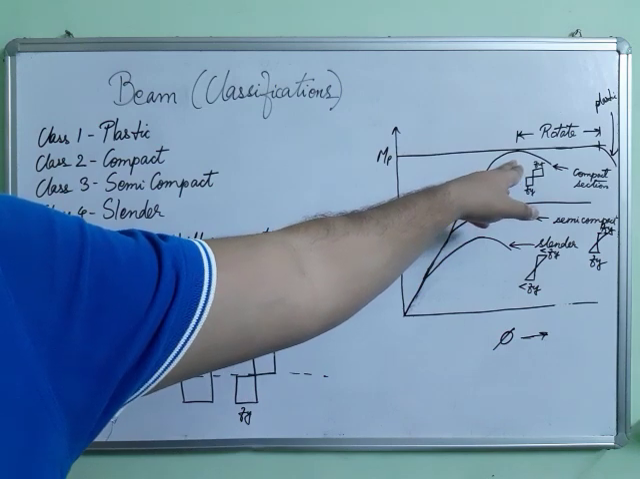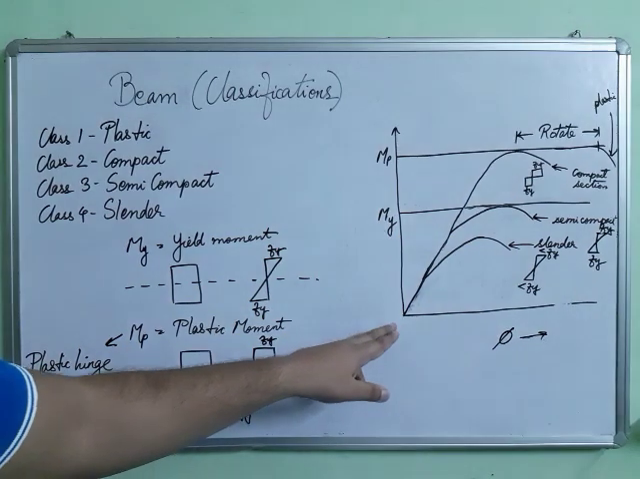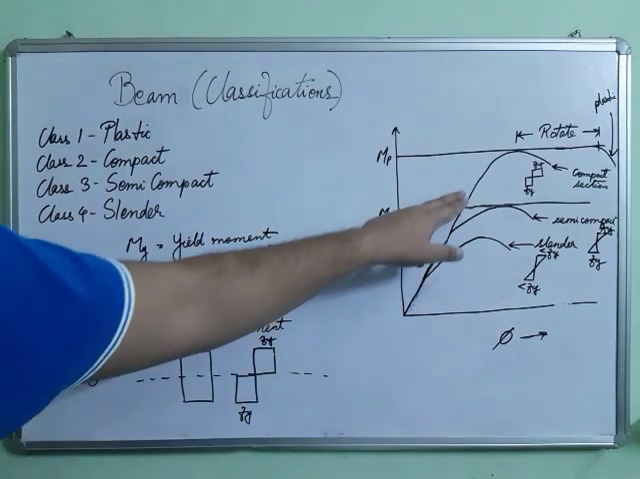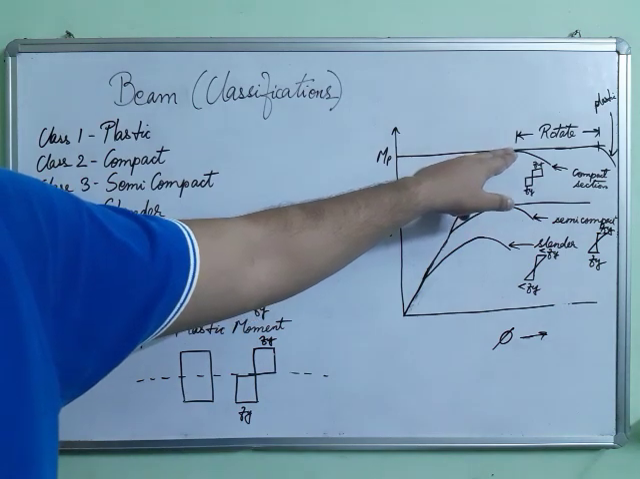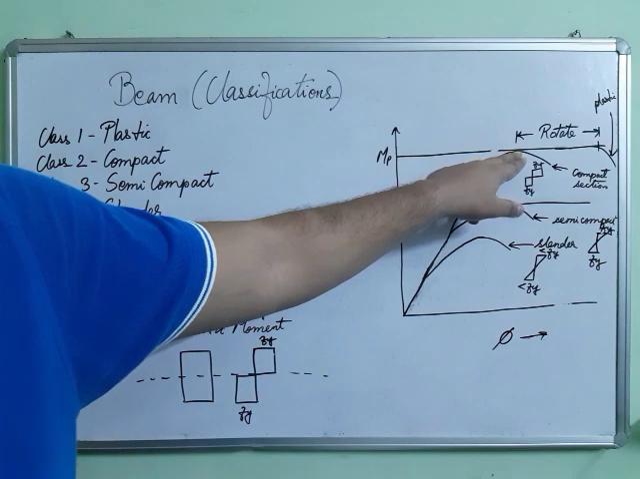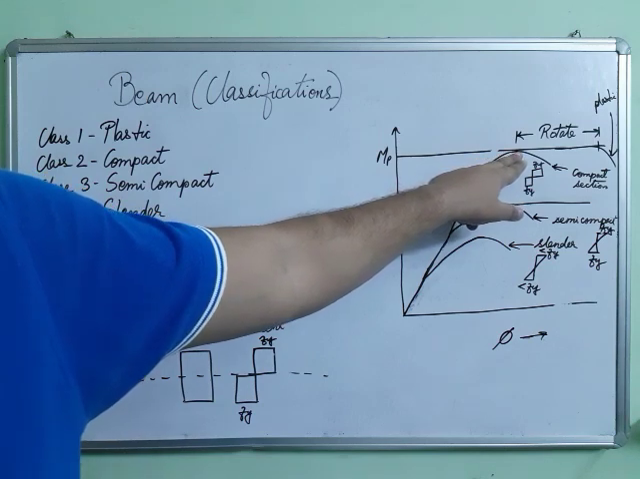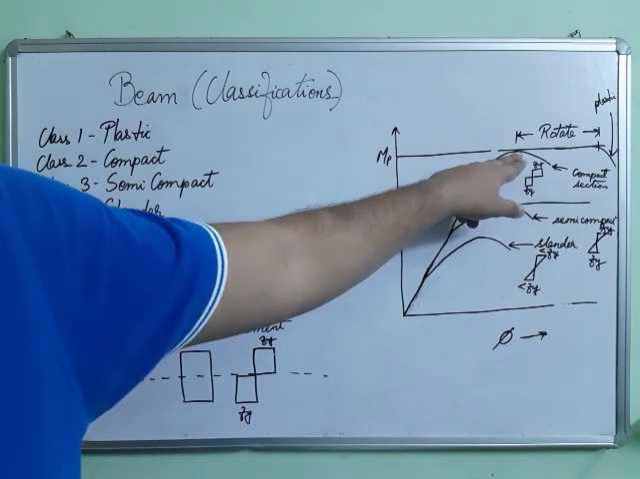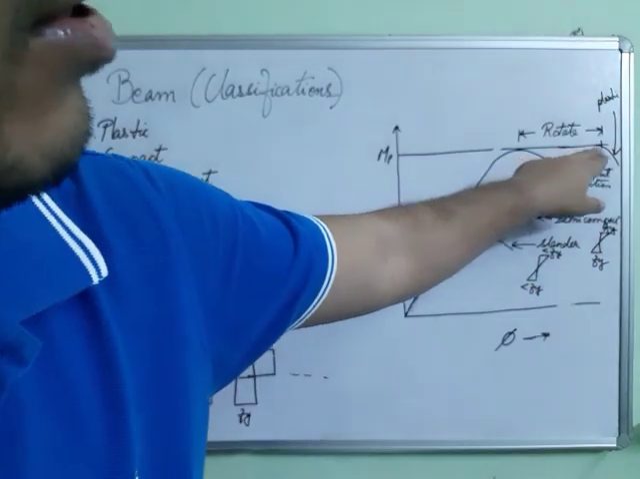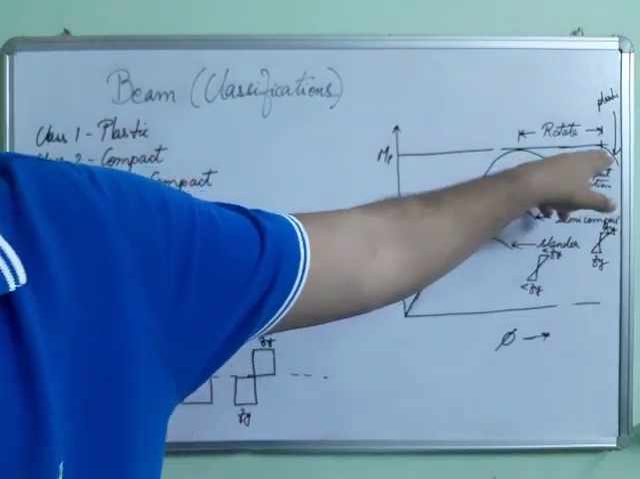Okay, once again I am repeating, the curve for the plastic sections will be like this. It will reach the plastic moment, and since it has developed the plastic moment and the plastic hinge, it will have rotation capacity. It will rotate like this.